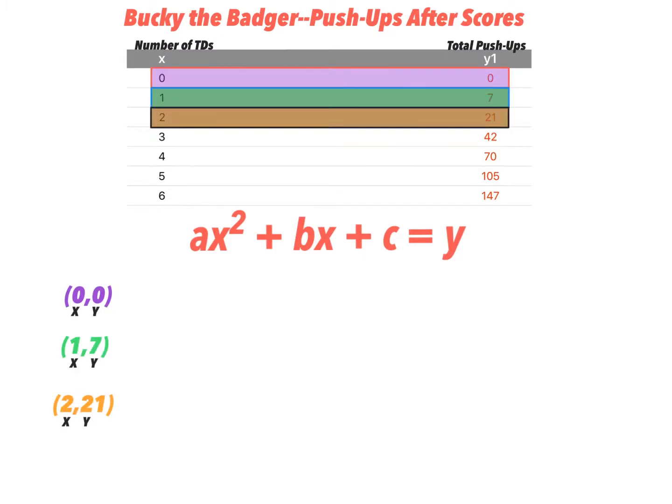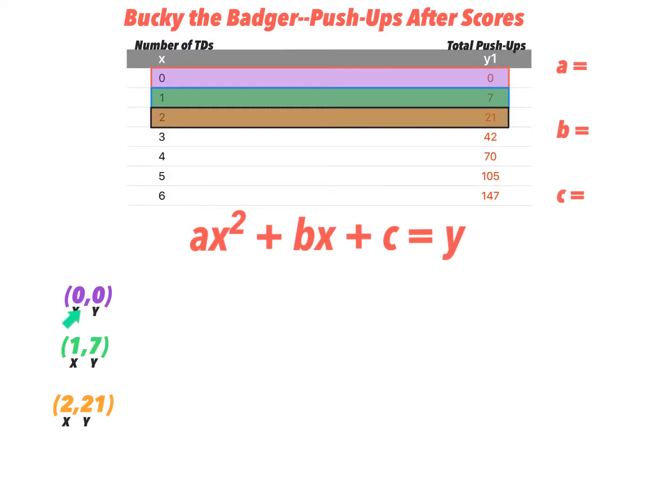Okay, so we've pulled our 3 data points from our table: (0, 0), (1, 7), and (2, 21). And now we'll start slotting in each x coordinate into the x position and the y coordinate into the y position and start building our equations for our system. And this will be how we figure out our a, b, and c values for our general form quadratic equation.